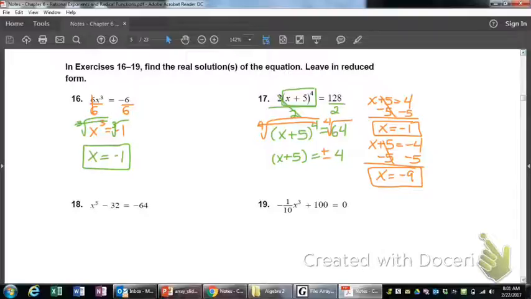With number 18, you're trying to get x to the 5th by itself. So you're going to add 32 to both sides. When you do that, you get x to the 5th equals negative 32. You're going to go ahead and take the 5th root of x to the 5th to get the x by itself. And those 5s are going to cancel each other out. So what you're left with is x equals the 5th root of negative 32, which is actually going to be negative 2. You can type that into your calculator, hitting 5 math 5, negative 32.